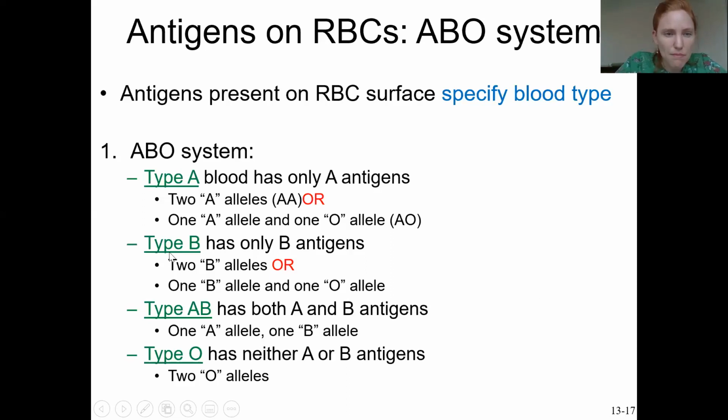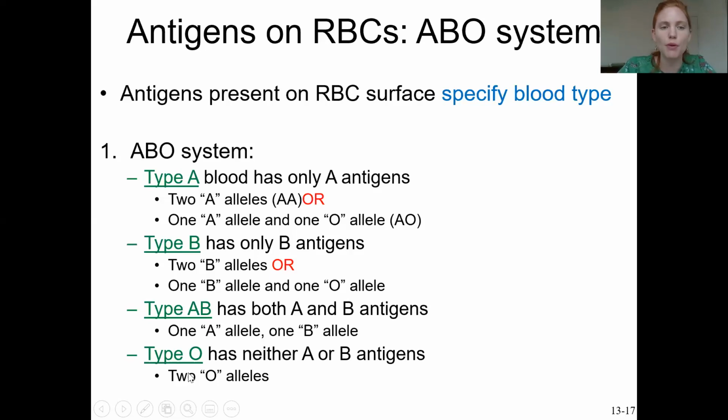Now, type B, I think you can get it the same as A, either 2 B alleles or B and an O. Now, for type AB, remember, type AB means that you have both an A antigen and a B antigen, and there's only one way you can get that physical trait. One of your parents gave you an A, the other one gave you a B allele. Okay, so again, it does not matter who gave you what. It doesn't matter maternal versus paternal. It's just that one of them is an A and the other one is a B.